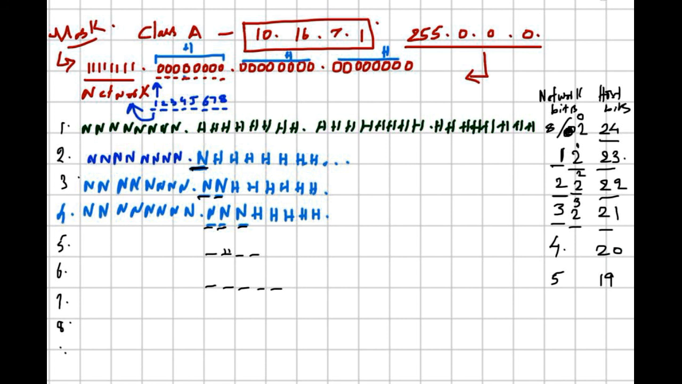This borrowing of host portion bits into the network portion is called CIDR format, which means classless inter-domain routing. It is classless addressing. This is called classless addressing.